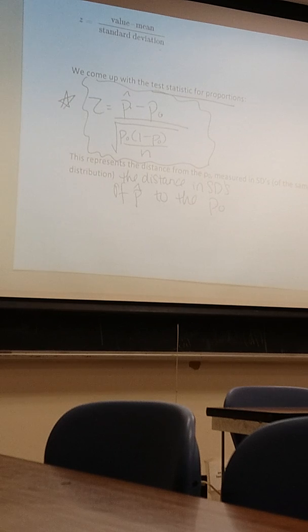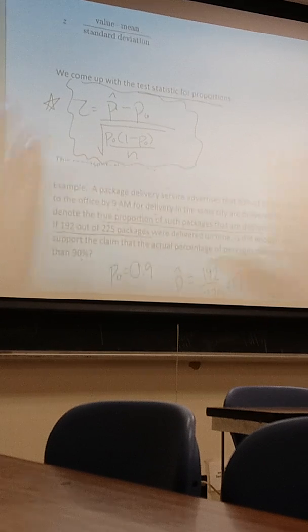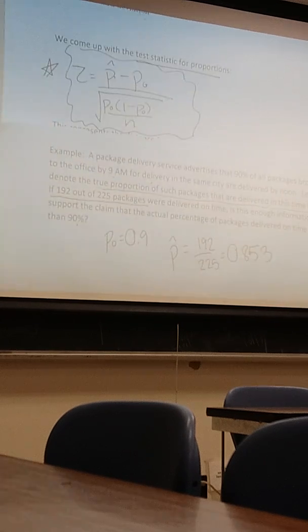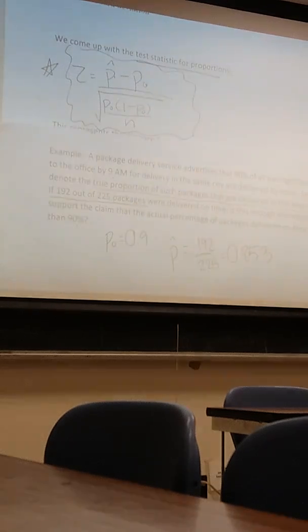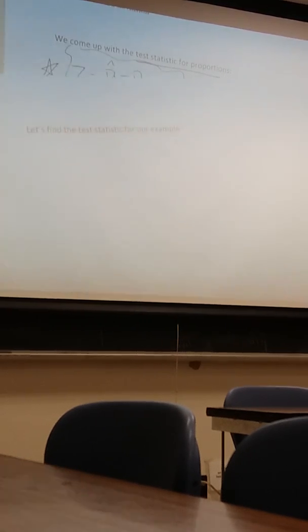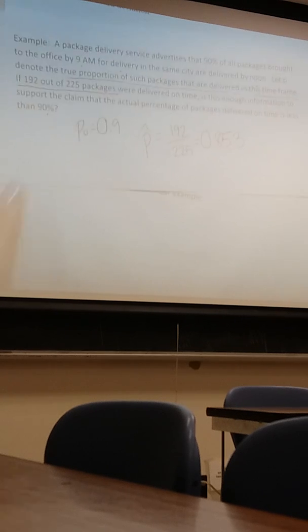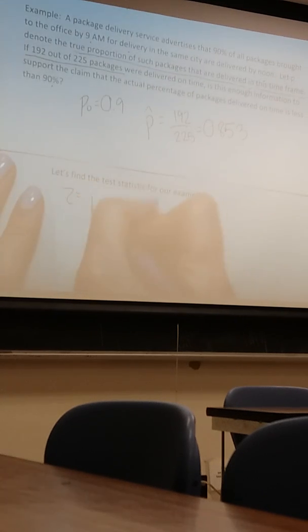Okay, so for our example, we know all these things, right? We know p hat, we know p null was 0.9, and we know the sample size was 225. So let's make sure we can all practice doing this on our calculators and see if we can all get the same number. Let me write down everything we know, because we're trying to use this formula.